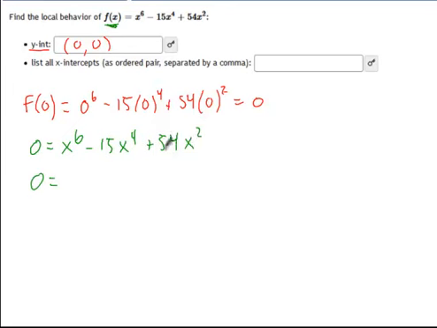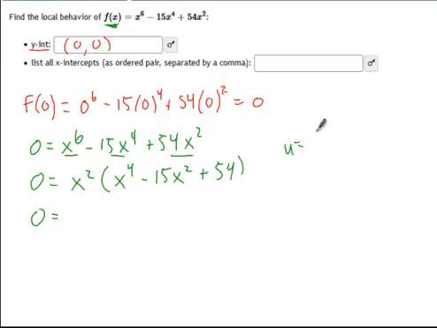If we take out a common factor from these three terms, we can take out an x squared, leaving x to the 4th minus 15x squared plus 54. Now this is a higher degree polynomial, but it can also be factored. You can use U substitution. Since this is a quadratic type equation where the highest power 4 is double the other power 2, you could say that U is equal to x squared, therefore U squared is equal to x to the 4th.